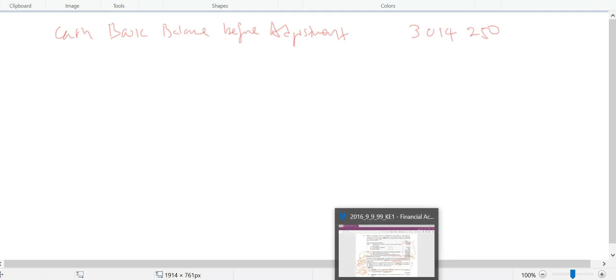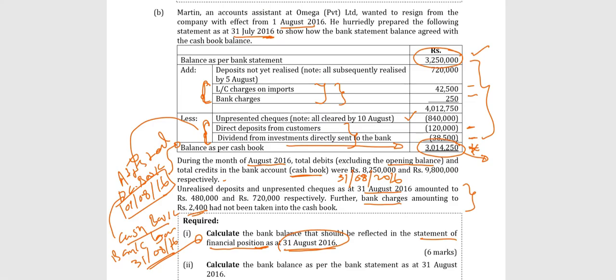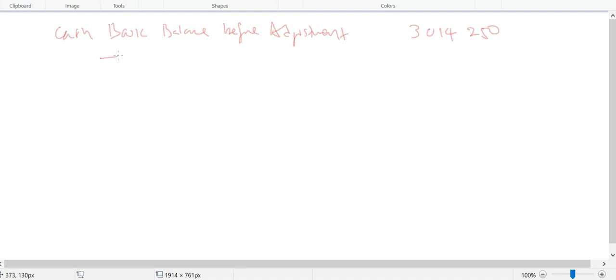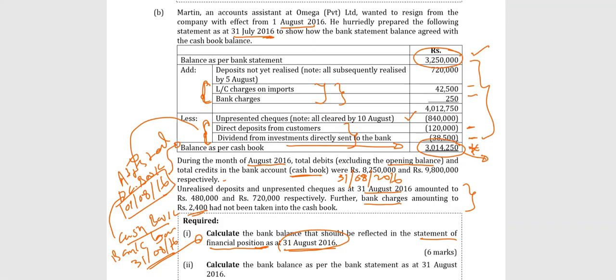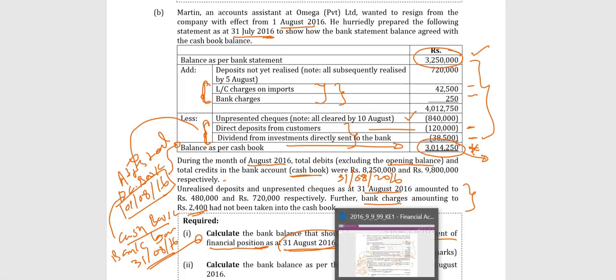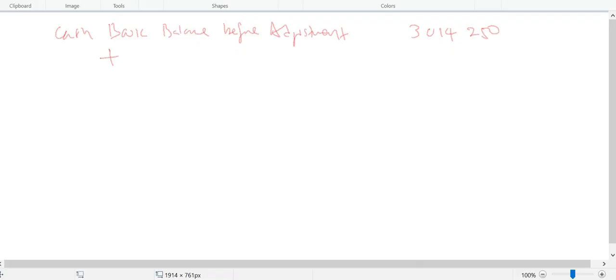14,250. So to this amount you need to add direct deposits from customers. So the customers have directly deposited in the bank account which was not accounted in the cash book. So therefore you should adjust the cash book for this amount. How much is that? 120,000.